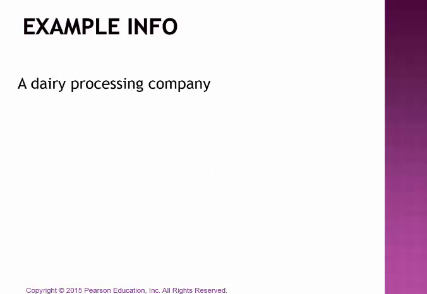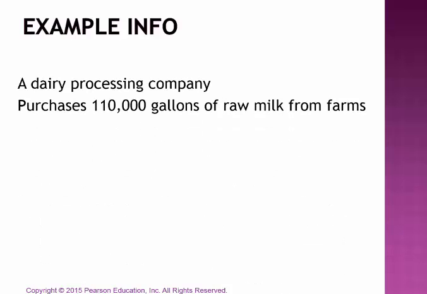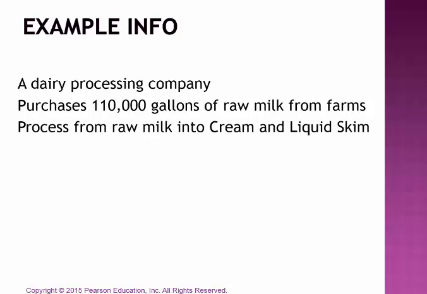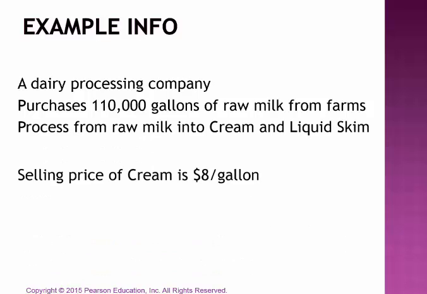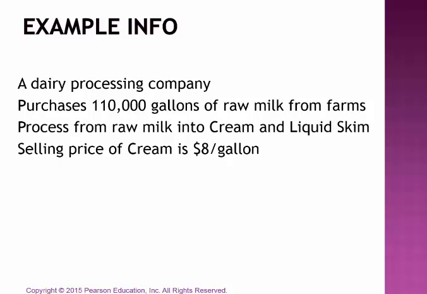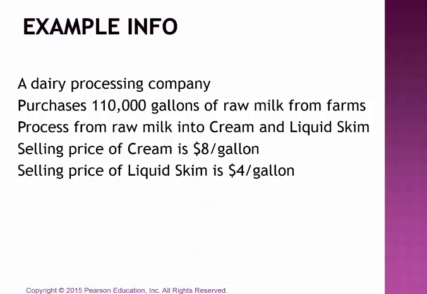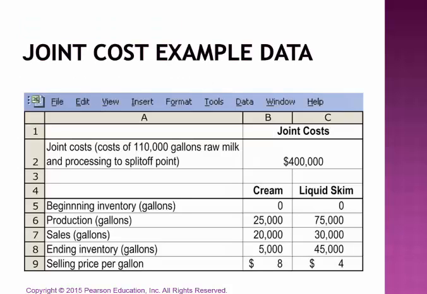Okay, so again, we're still using the dairy processing company. They purchase 110,000 gallons of raw milk from farms. They process the raw milk into cream and liquid skim. They sell the cream at $8 a gallon. They sell the liquid skim at $4 per gallon. Again, here's our data set. We are trying to figure out how to allocate out the joint costs that have been incurred up to the split-off point of $400,000. We are going to use gallons in this particular instance.